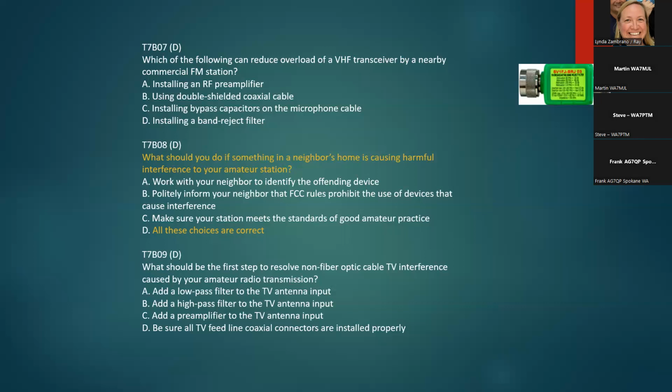You want to really make sure that there's no problems at your station, that your cables are in good shape, your connectors are in good shape, and you are following good grounding practices.